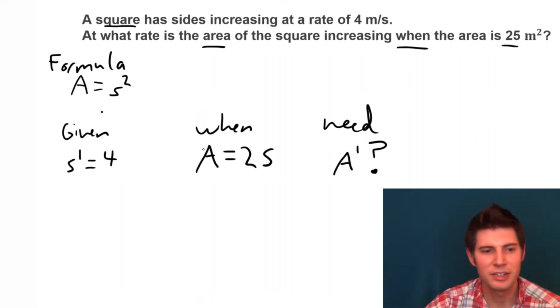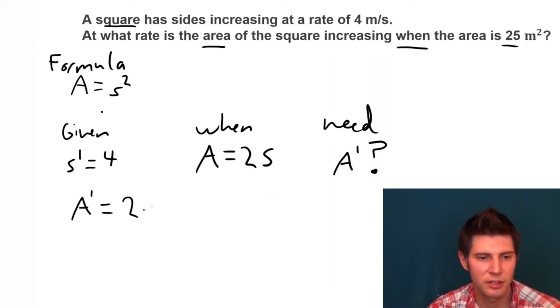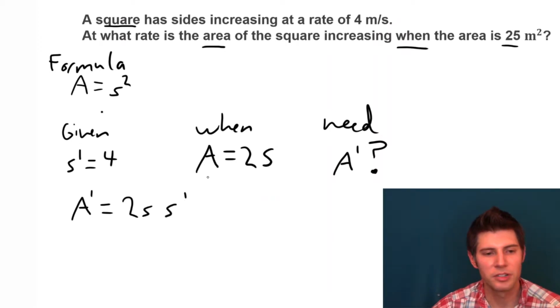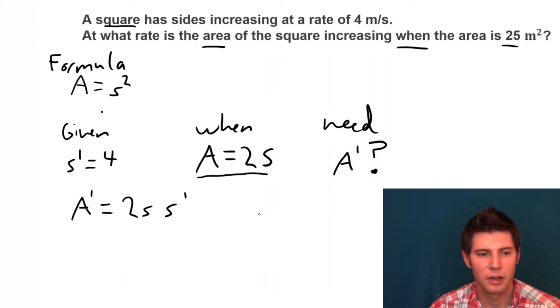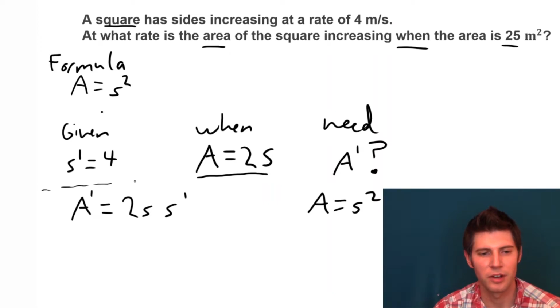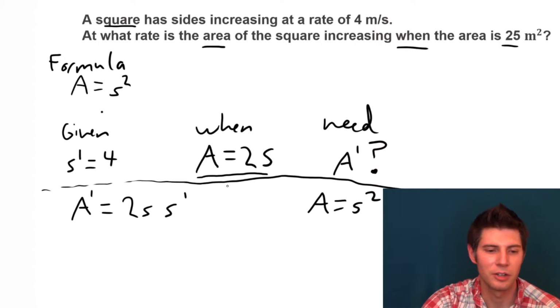So if we differentiate this, we get a prime equals 2s s prime. But notice how one of our things was a. We don't have an a here, so we also need a equals s squared. So we want to find all the formulas. This is the next step. We want to find all the formulas that encompass our variables, known and unknown.